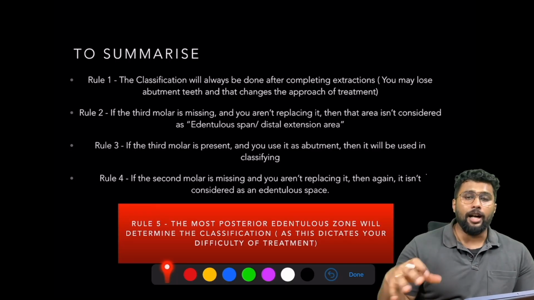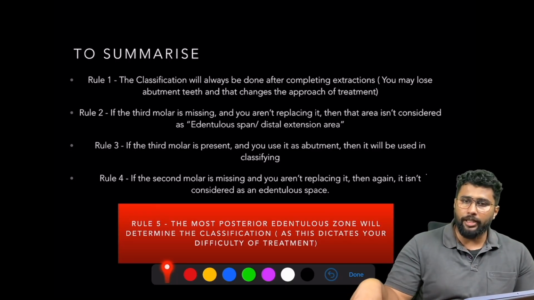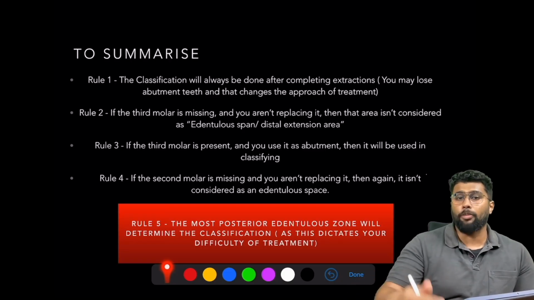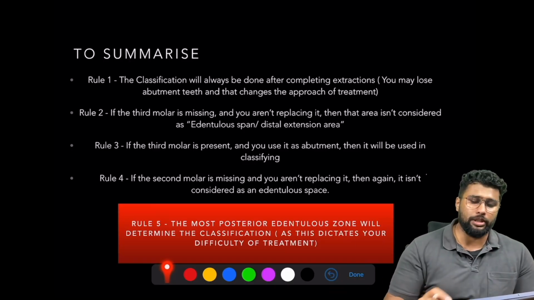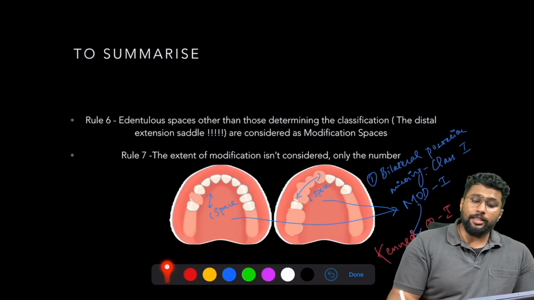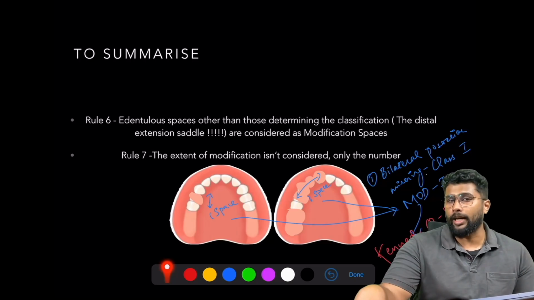Again, I reiterate, a class 3 with a distal abutment is going to be the easiest to treat, whereas a class 1 with no distal abutments on either side is going to be the most difficult to treat. And then rule 6, edentulous spaces other than those that determine the classification.